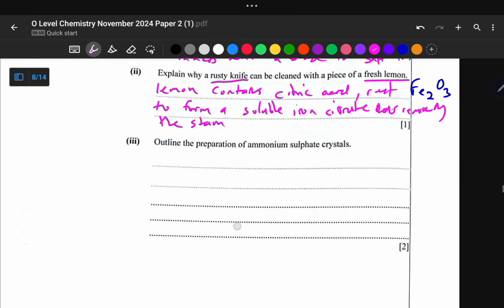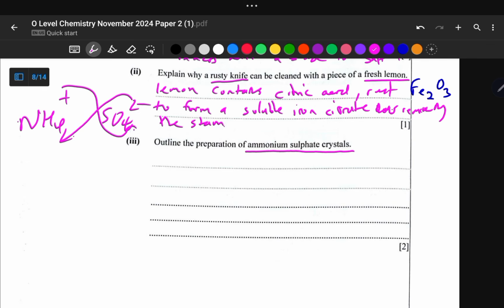And then we are on the last part of section B. Outline the preparation of ammonium sulfate. There's this question which was also examined, which says write the chemical formula of ammonium sulfate. So this is the ammonium ion 1 plus, and then the sulfate ion 2 minus, the 2 goes there. So this is the chemical formula for ammonium sulfate.